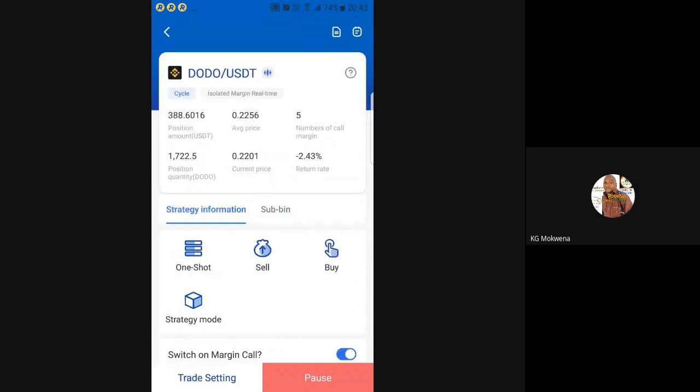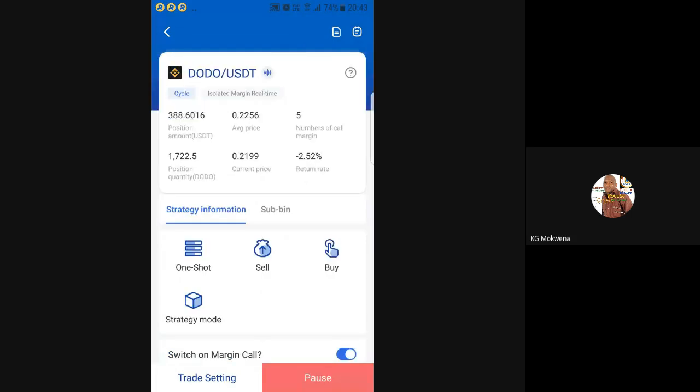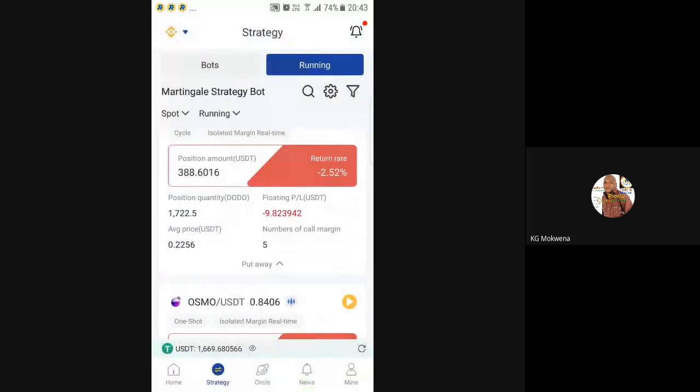So I'm going to strategy information. When I go to the bottom there, you can see the take profit ratio is 5%. When that level is reached, the bot is going to collect that profit. It's just as simple as that. You don't make money because you are agitated or excited. No, no. You make money because the market is responding in your favor, and the bot actually has your back. It's going to collect when it's time to collect, or more margins are going to be triggered or bought for you when the market falls according to the set percentages.